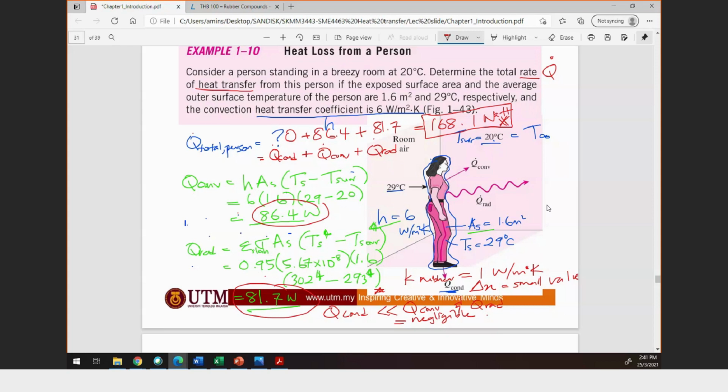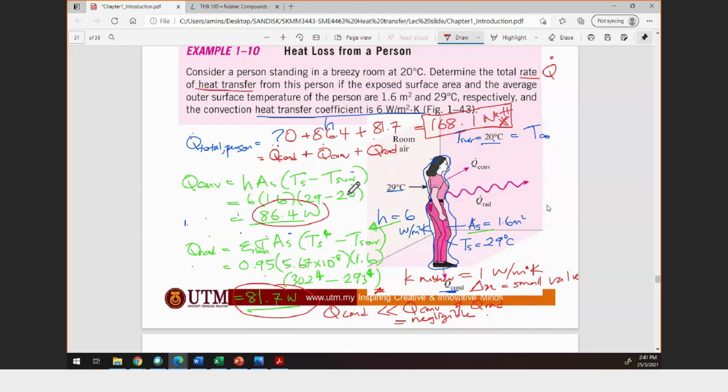So you have to bear in mind that this heat generated is mainly due to the human being, producing heat by convection and radiation. There is a small value by conduction, but we always neglect it because the heat is not really transferred by conduction.